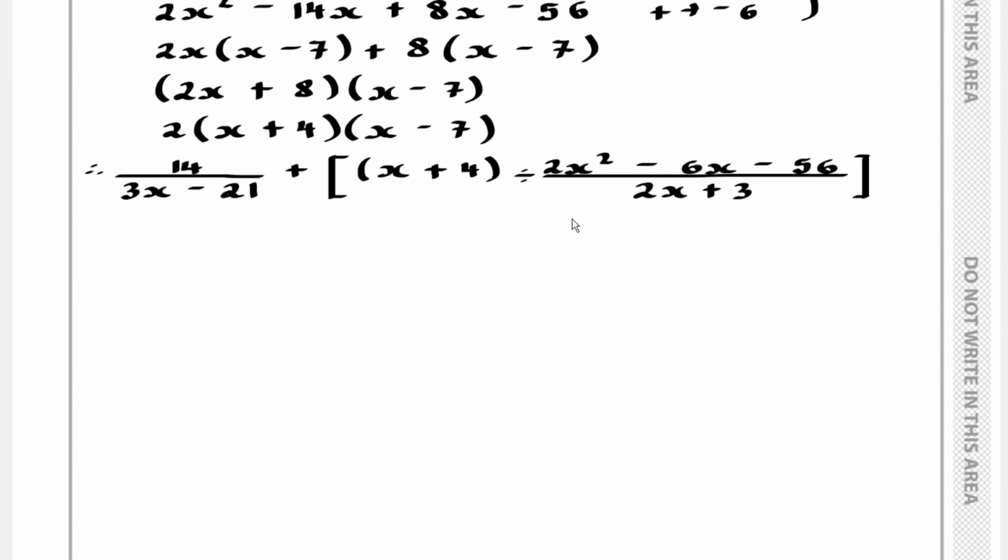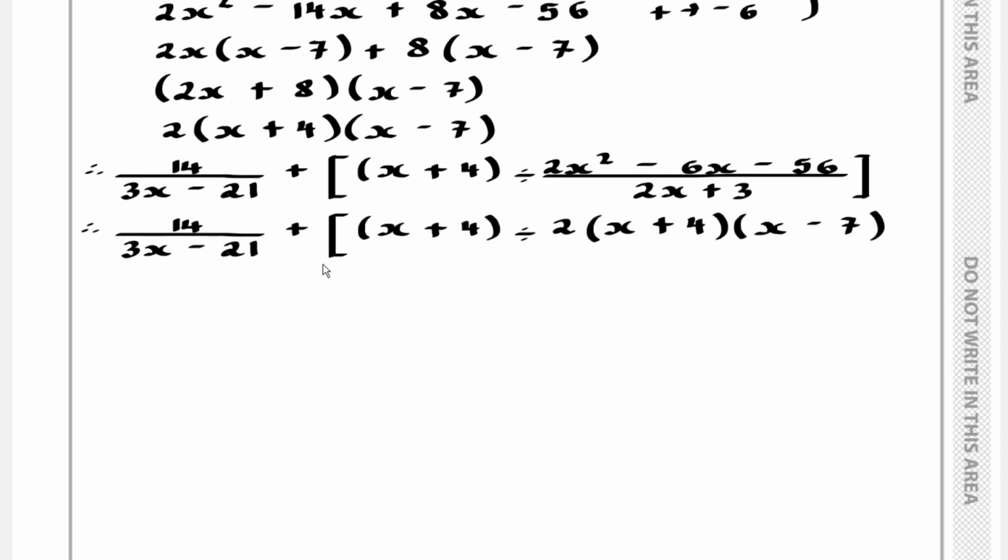So we've got this expression that was given to us. We've got this 2x squared subtract 6x subtract 56. We can replace that with the 2 lots of x plus 4 lots of x subtract 7, as we see here. So let's try to simplify all this even further.